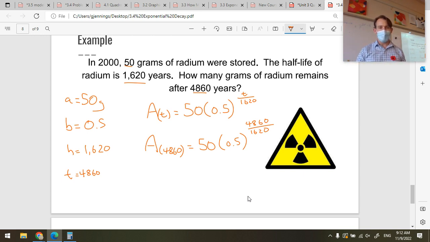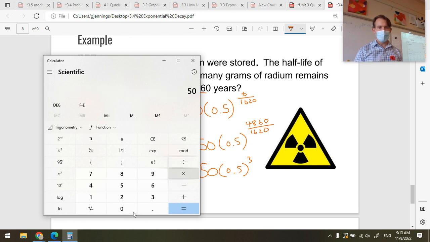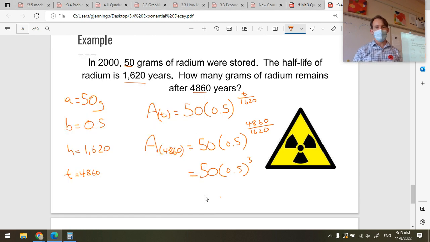All right, so there are 3 half-lives here. So we are going to have 3 half-lives here. This answer is going to be 50 times 0.5 raised to the power 3. Let's just solve that exponent. And then 0.5 to the 3, well, if you know that that's 1 over 8, fantastic. If you don't know, your calculator will tell you the answer. So we would do 50 multiplied by 0.5 raised to the power 3 equals 6.25. So there will be 6.25 grams of this substance left after 4,860 years.